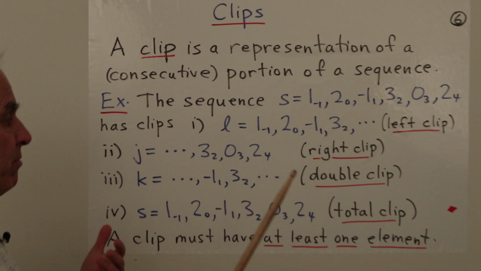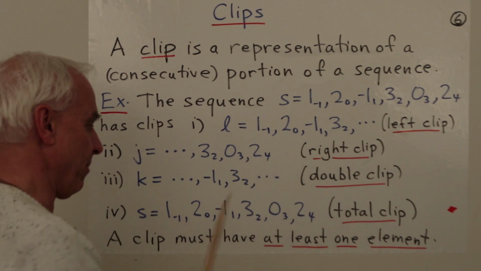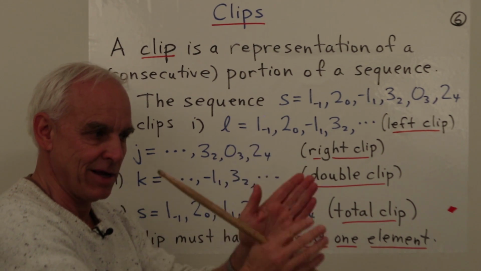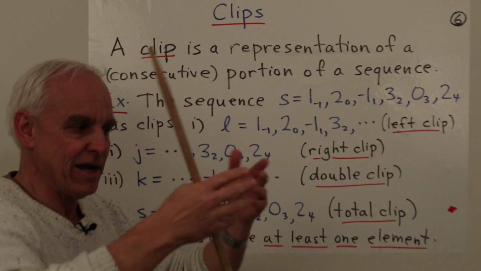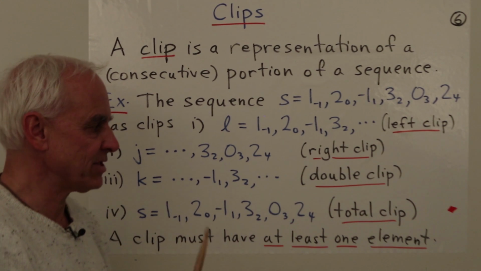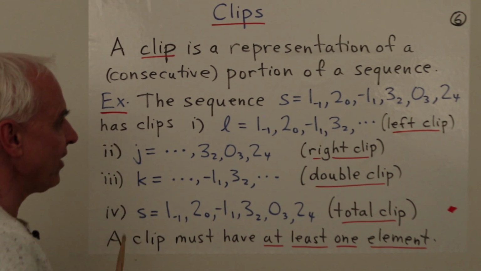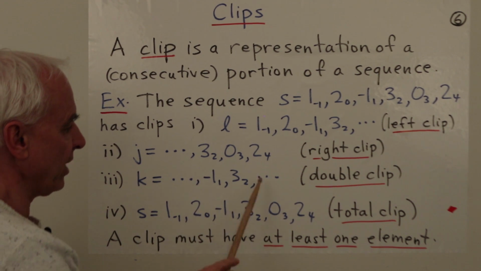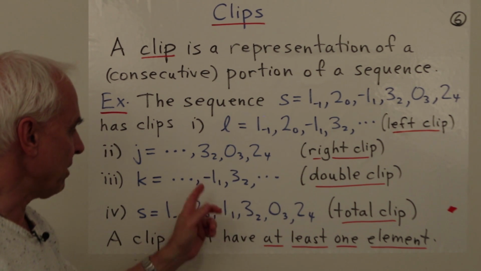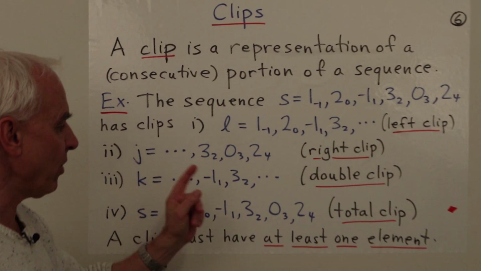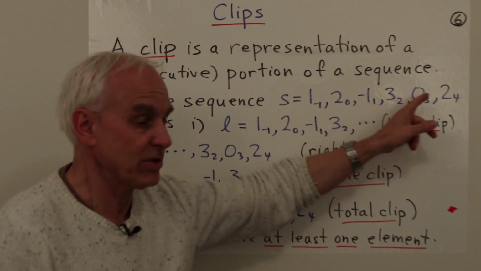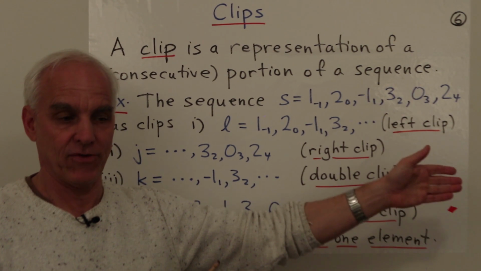And we can combine both ideas. Talk about a double clip. Here's where we just extract something from the middle. Cut, extract, and ignore stuff on either side. So K is also a clip from S. There's 3 dots, and then -1, and then 3, and then 3 dots. But the -1 and the 3 come with positions. We know where they're from with respect to the original sequence.